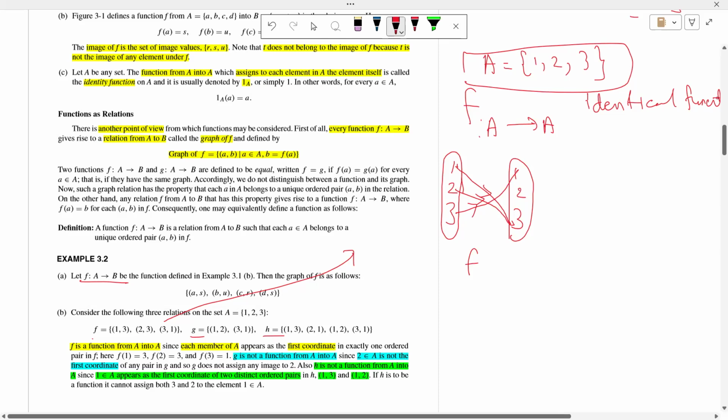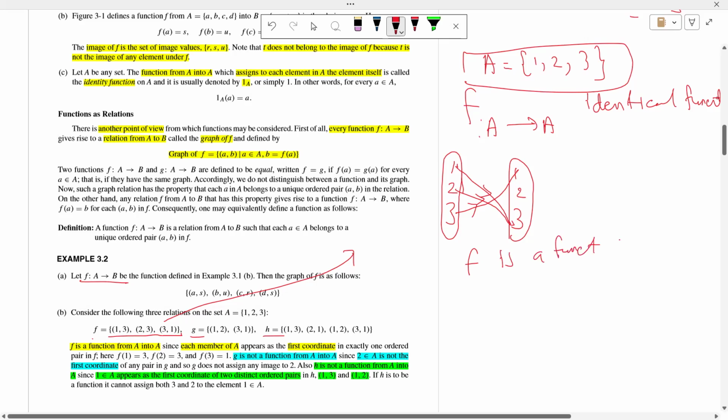Also, one codomain element can have a relation with more than one domain element, but no domain element has a relation with more than one codomain element. So f is a function, right? From the relation they are giving, we can say f is a function.